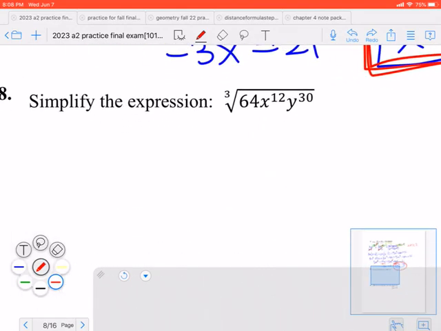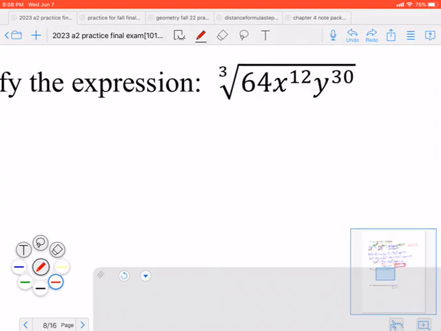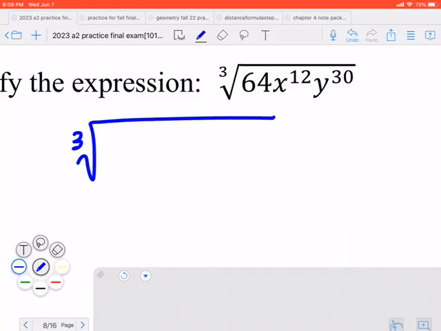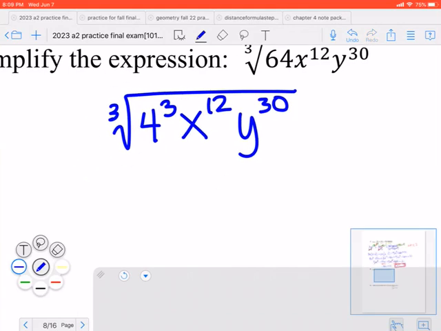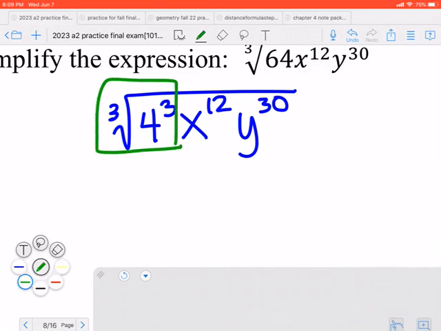All right, radicals, chapter 5. Okay, there's a couple ways you can do this. I like this way. 64 is 4 to the third. I'm going to leave x to the 12th because 12 is divisible by 3, and so is 30. So the third root of 4 to the third is 4.